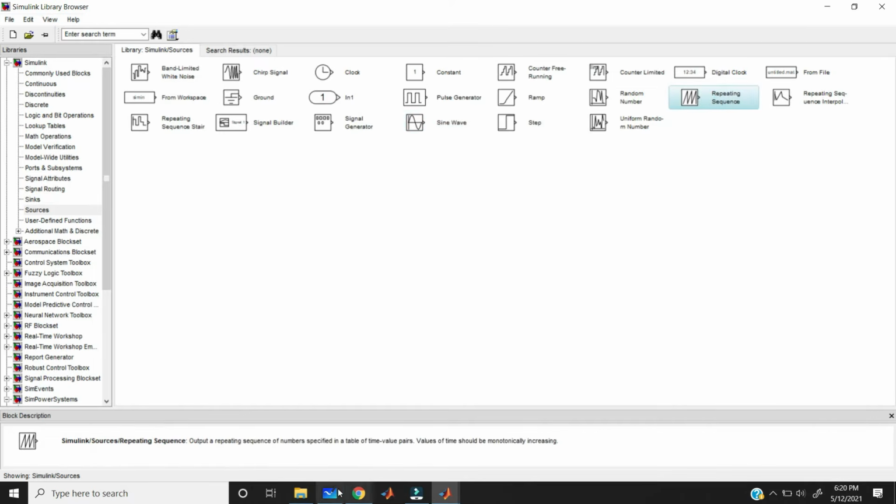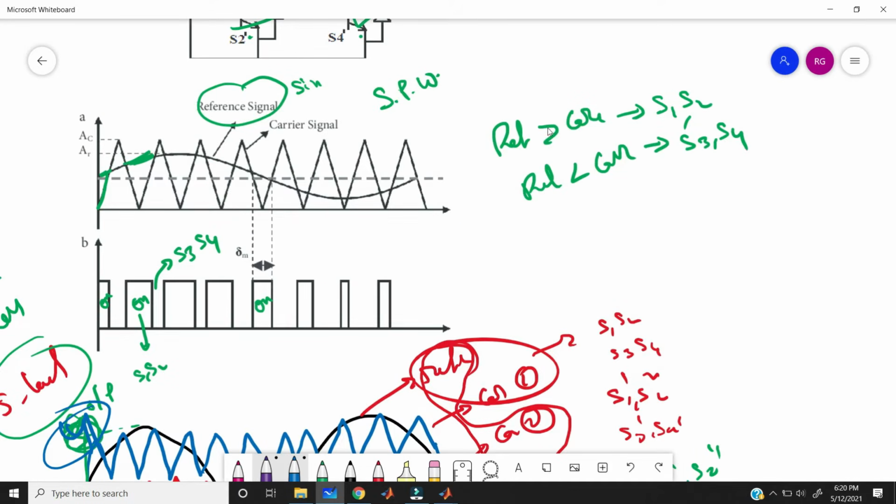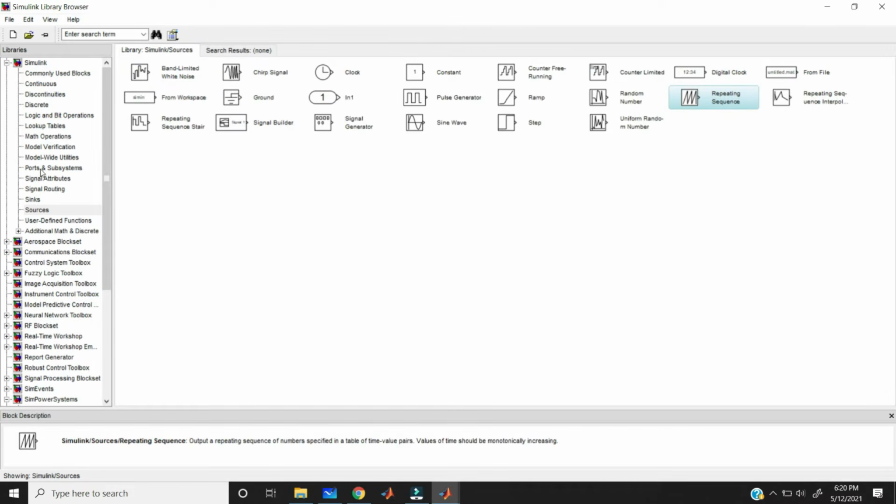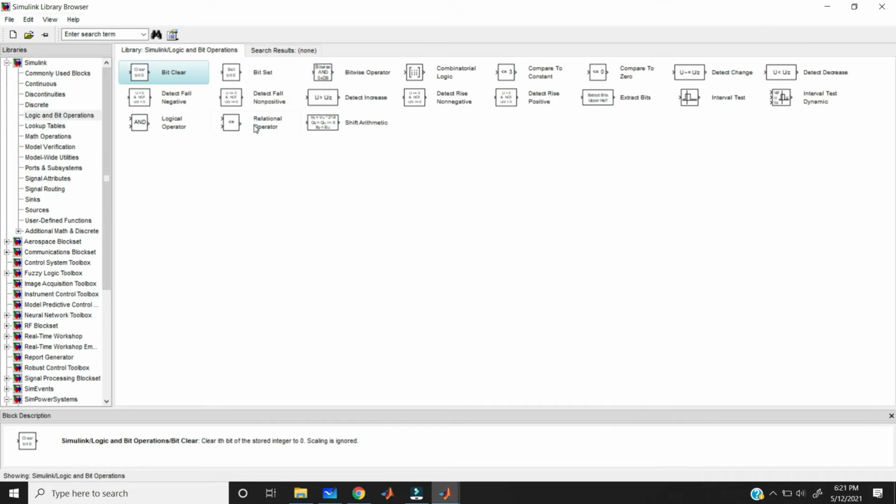After that what do we need? We need to take the less than, greater than conditions, right? Because we need to compare the reference and carrier waves. So take the relational operator. In logic and bit operators you can get the relational operator. This is the relational operator you can get in the logic and bit operators. Okay, so we add this one.